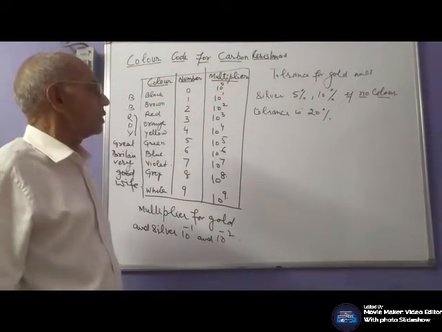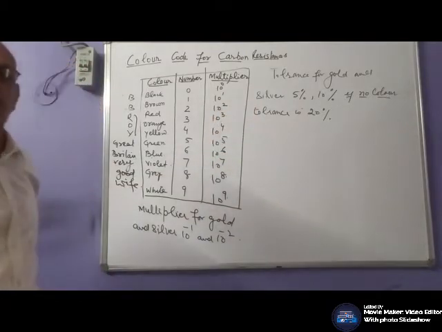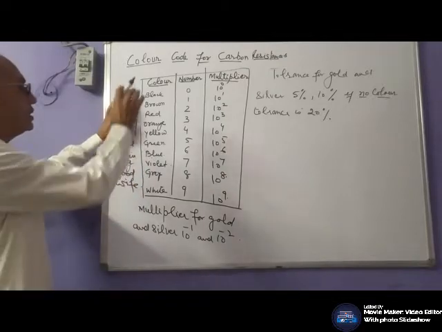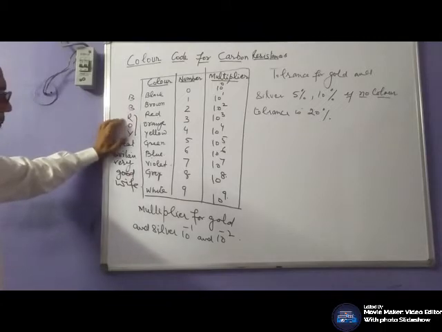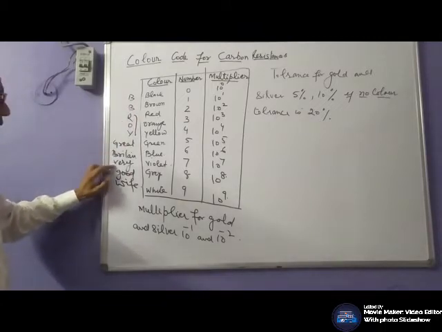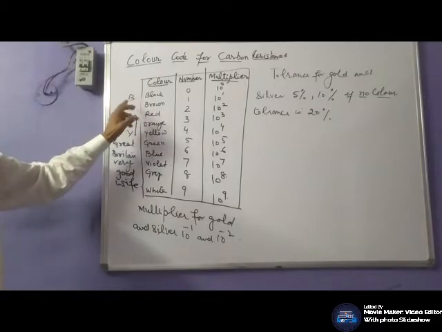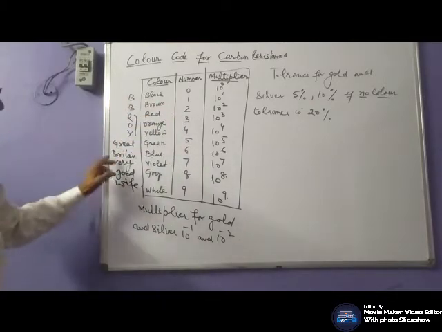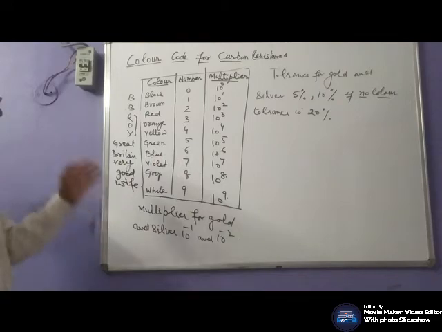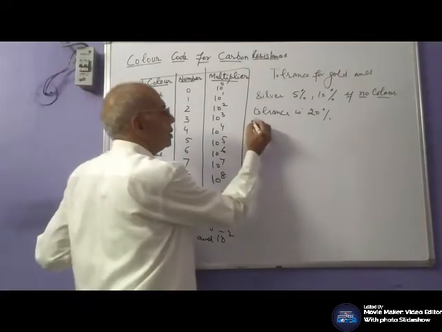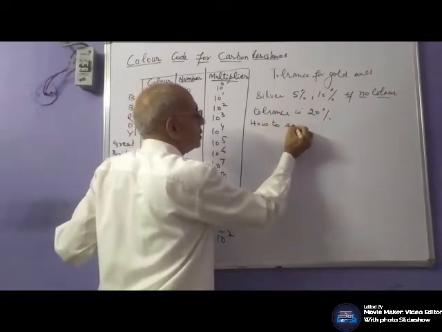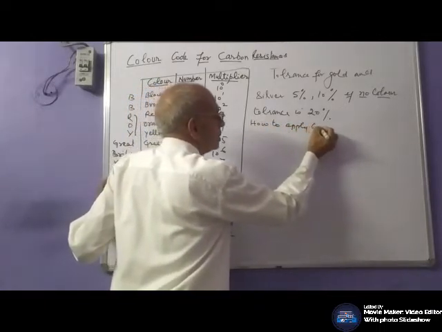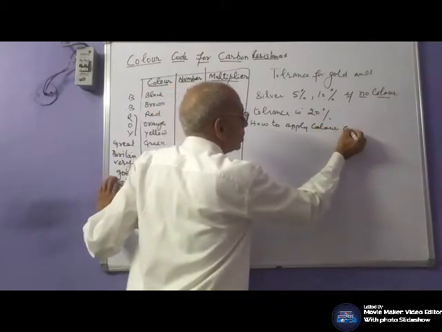If no color, the tolerance is 20%. This is the color code. How to remember this sequence? By B.B. Roy, Great Britain, very good wife. Three B's: B for black, brown, and B for blue in Britain, right? How to apply the color code?